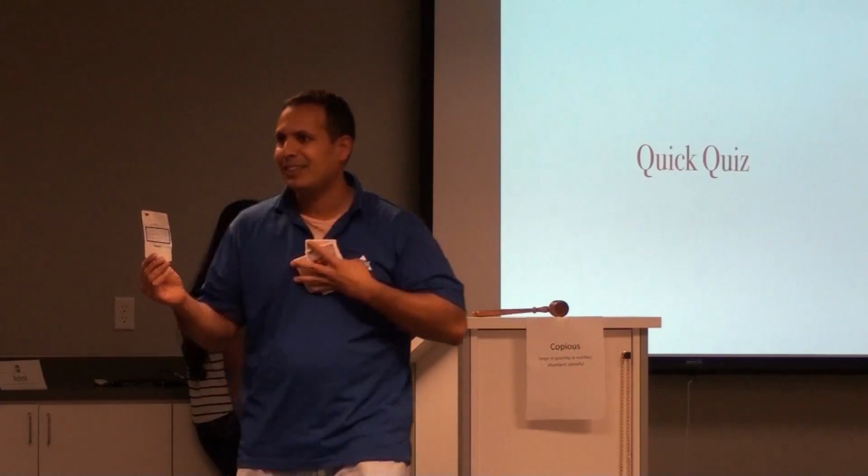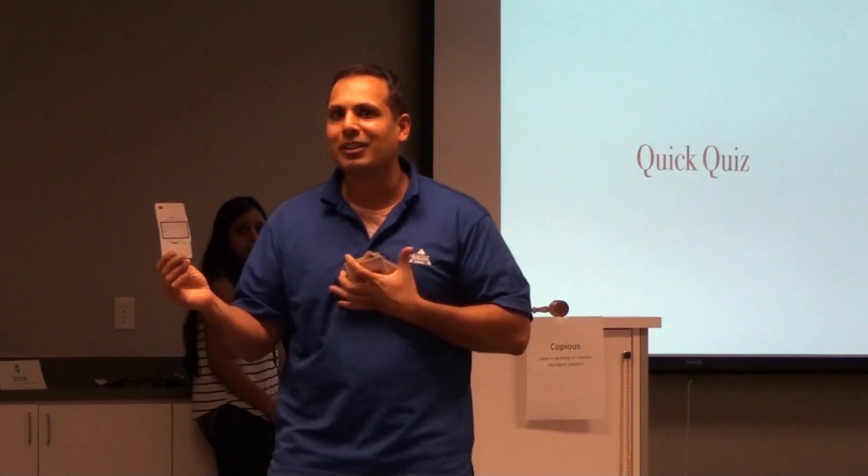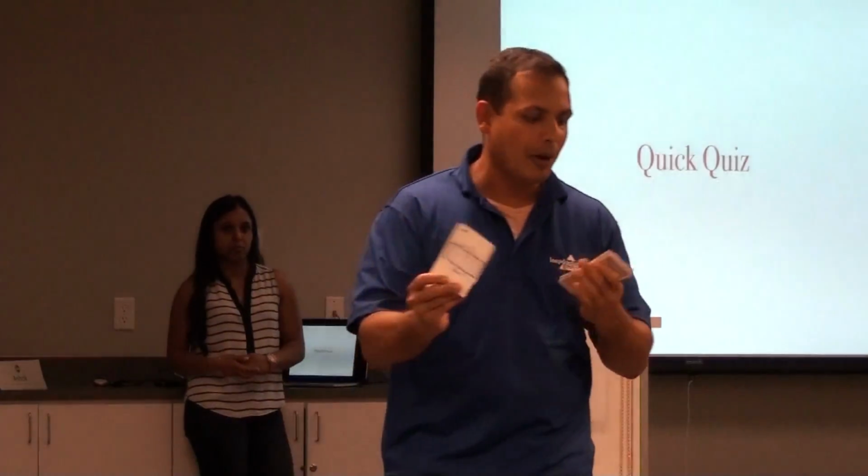What is this? A rectangle. What was the rectangle? Process. Very good. Process. We can't start off without knowing what these shapes are. What is this? Document. Excellent.